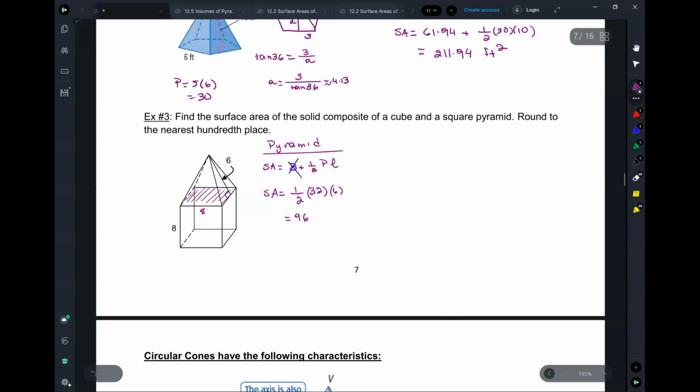Okay. Now, for the cube, a regular normal cube has how many faces? 6. How many does this have? 5. Just 5. So the surface area is going to be 5 times 8 squared, which is equal to 320. So the total surface area is equal to 320 plus 96, 416. That's it. There are no units. Cool?